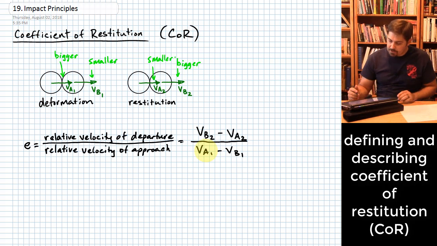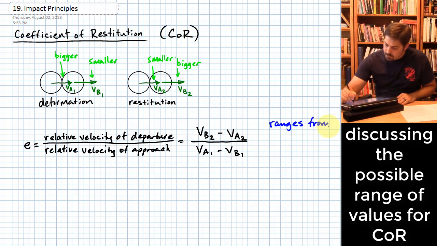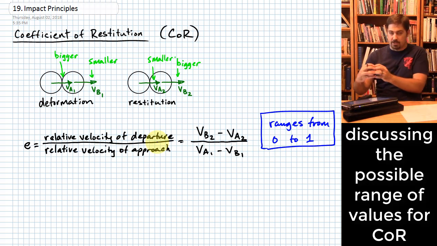A couple of things that we'll say about this. The first thing I want to say is that this value of E ranges from 0 to 1. Here's why. If it's 0, then you have 0 relative velocity of departure. What is that? That is if these two things hit each other and stick, and then they have the same velocity as each other as they continue on. That is called a totally plastic or fully plastic collision or impact.